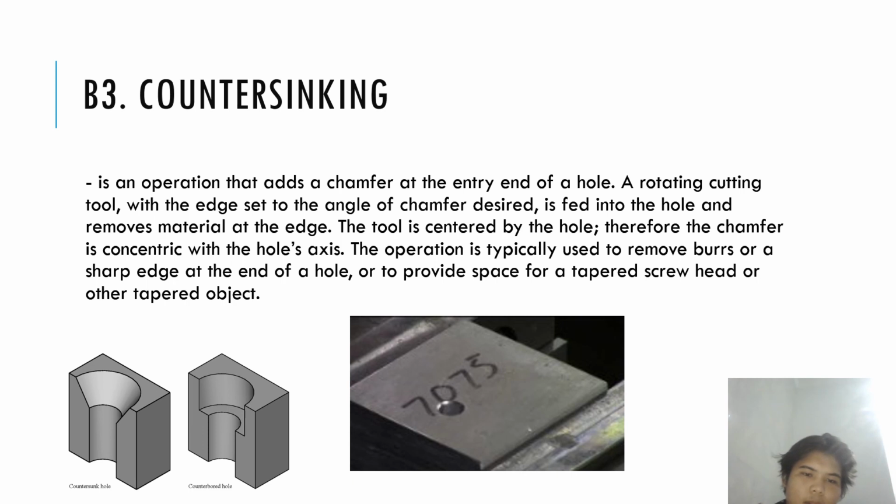Countersinking is an operation to add a chamfer to the entry end of a hole. A rotating cutting tool with the edge offset to the desired chamfer angle is fed into the hole and removes material at the edge. The tool is guided by the hole, therefore the chamfer is concentric with the hole's axis. The operation is typically used to remove burrs or sharp edges at the end of the hole, or to provide space for a tapered screw head or other tapered object.